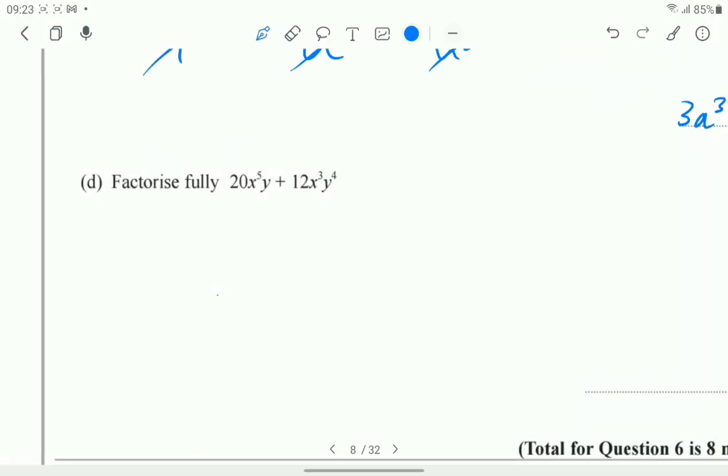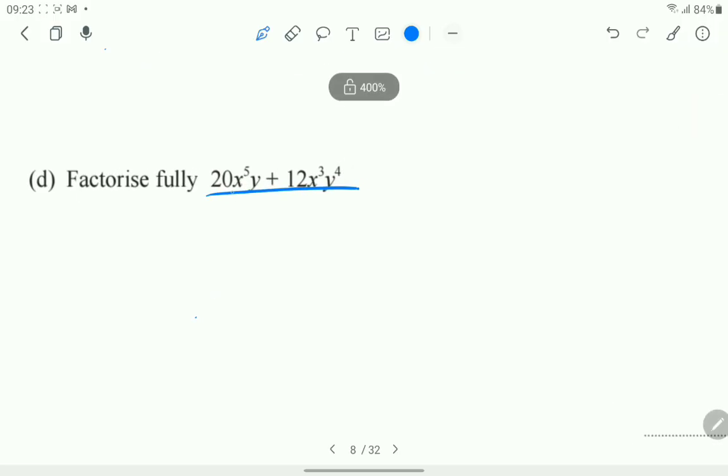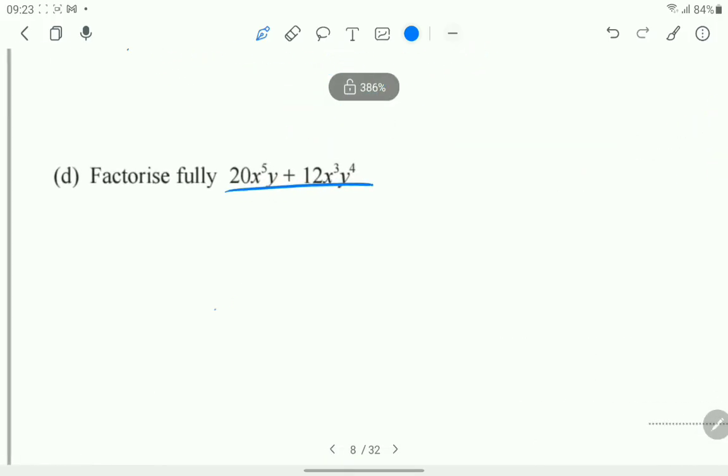Question D part asks us to factorize fully 20x^5y + 12x^3y^4. So we need to take the highest common factor between these two terms. 20 and 12 have a common factor of 4, since 4 times 5 is 20 and 4 times 3 is 12. For the variables, x cubed is the highest you can go within x raised to the power 5, and y is the highest you can go within y raised to the power 4, taking these factors as common.